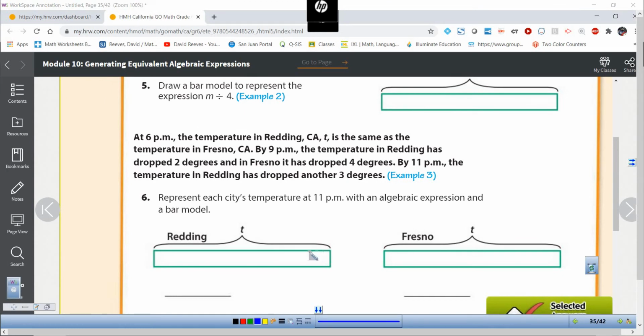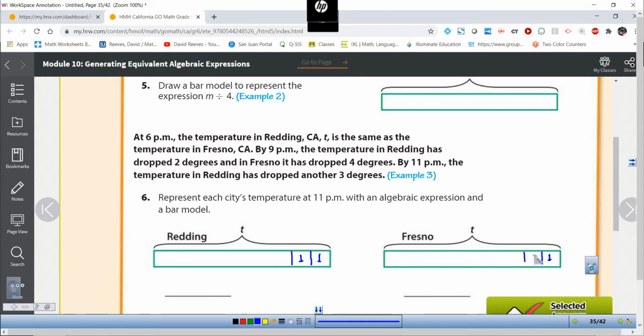So in Redding, it dropped 2 degrees. So I'm going to go right here and say that represents 1 degree. And then using the same size, hopefully that represents 1 degree. Fresno, on the other hand, dropped 4 degrees. So there's 1.